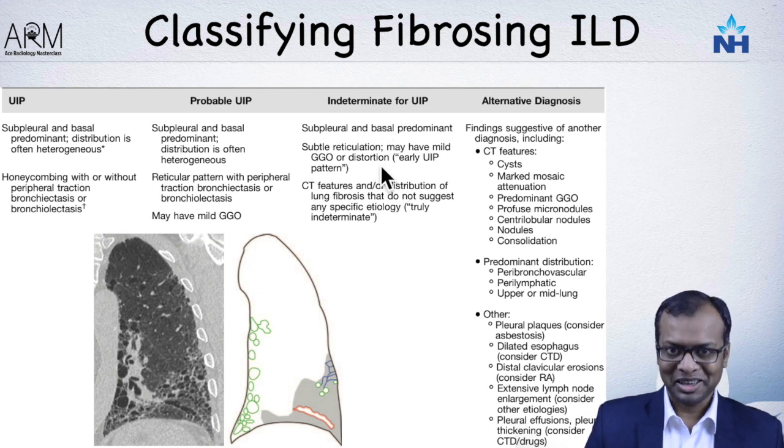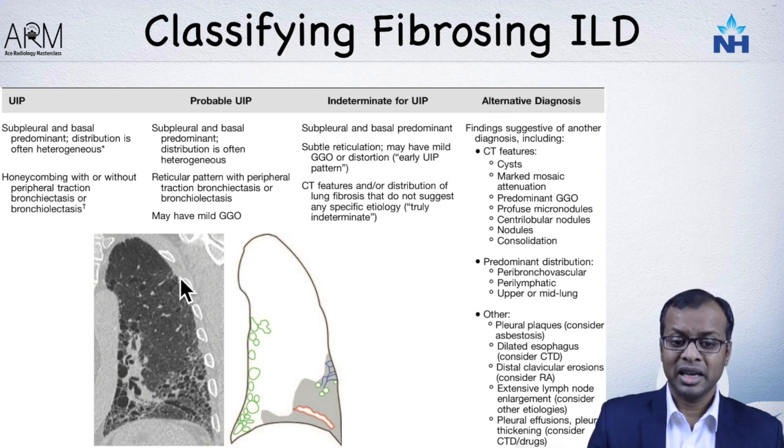It can get a little confusing, okay? But please do not worry. Let me just try and summarize this again. Look at a HRCT scan. If you're seeing a lot of ground glass, a lot of nodules, or a lot of consolidation, then you know that it is not UIP, it is an alternative diagnosis.